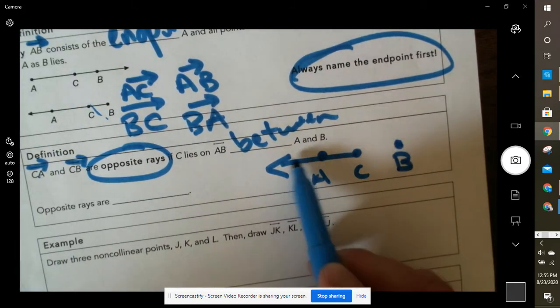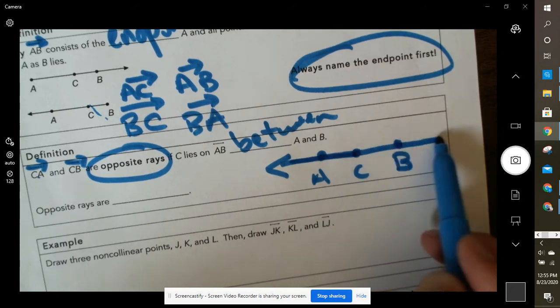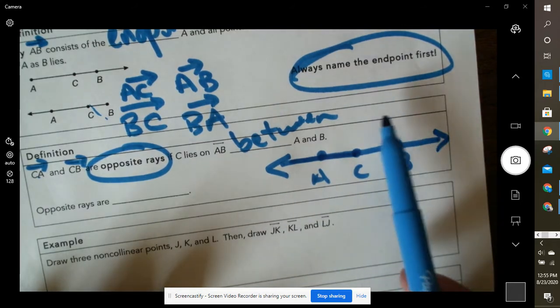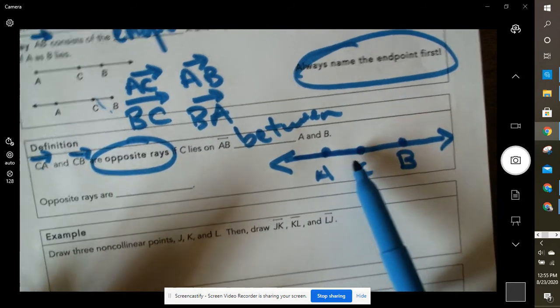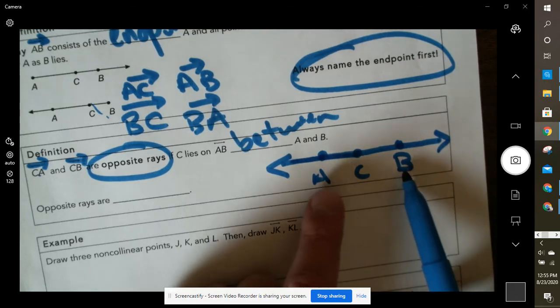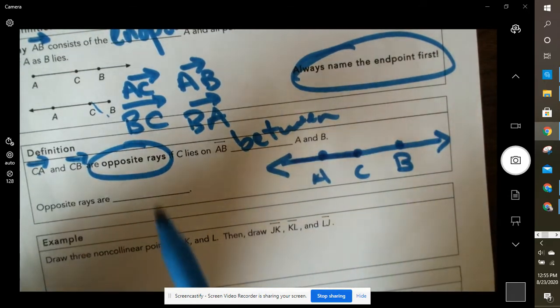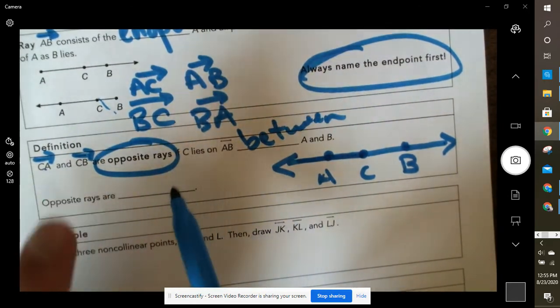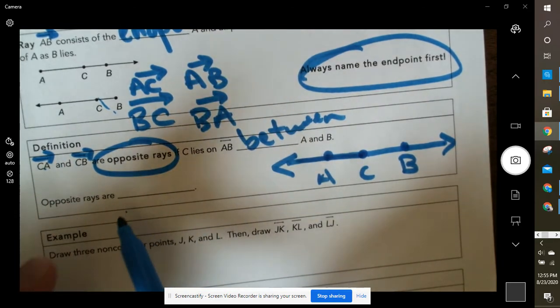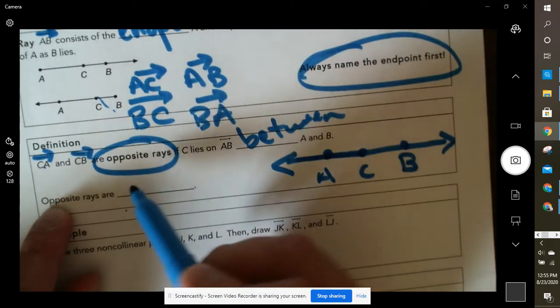And this should be a collinear line. Okay, and now we can see that this makes line AB overall. We could call this opposite rays, and we just said that opposite rays are collinear.